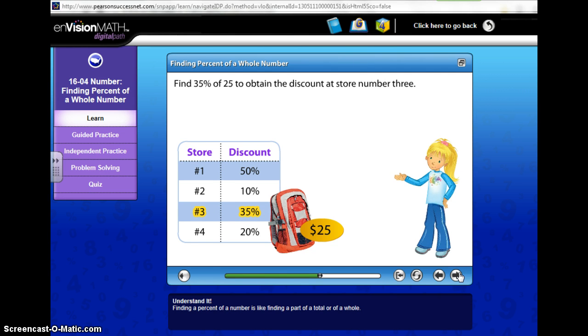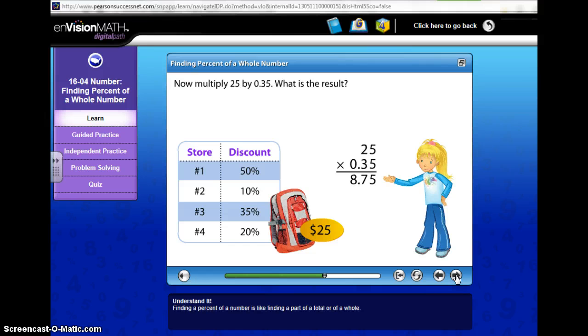35% of 25. So what are we going to do with our 35%? But first we have to change our percent to a decimal and then multiply it by the price of the backpack. So this is the discount. That's not the new price. This is the discount. Brendan, are you with me, buddy? So what are we going to do with this discount?